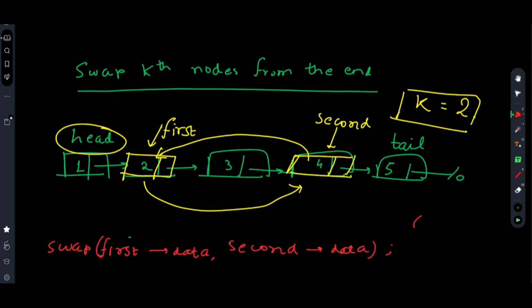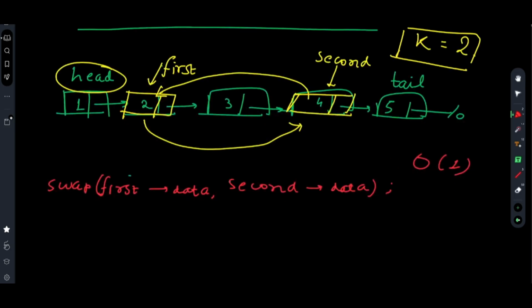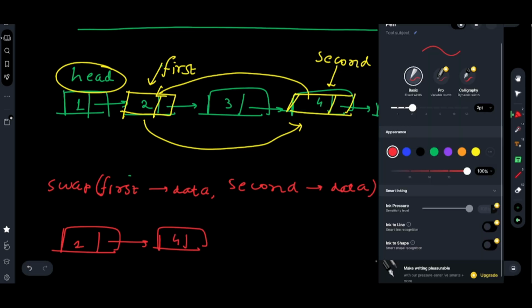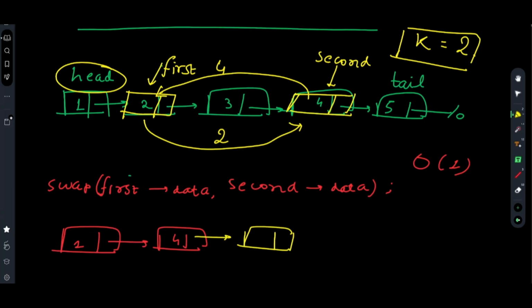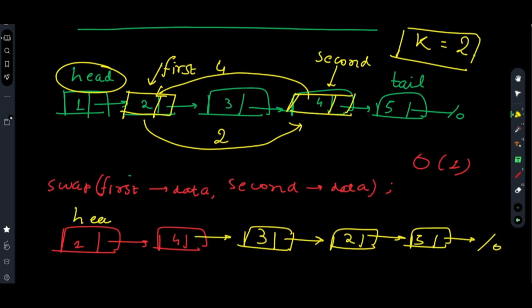This swap will work in order of one time because it is simply swapping these two nodes. The final linked list that is formed becomes 1, then the 4 comes here and the 2 goes there. So the linked list becomes 1, 4, 3, 2, 5, and then null. This is the head, and this head you have to return.